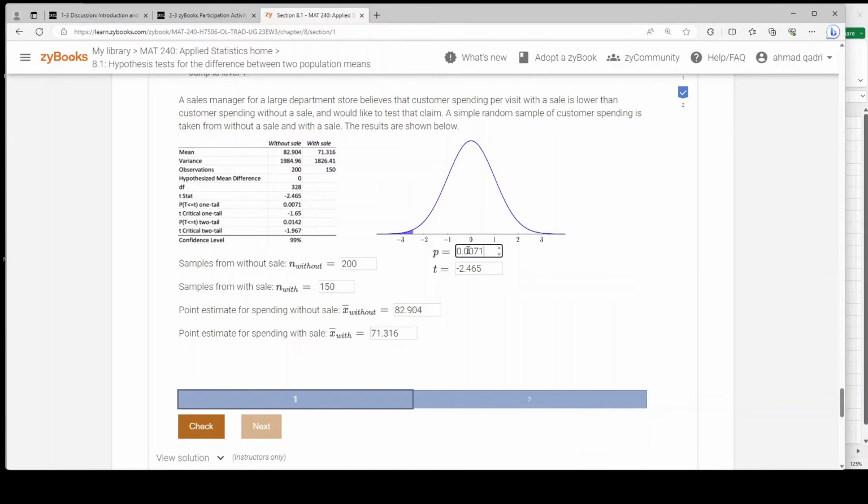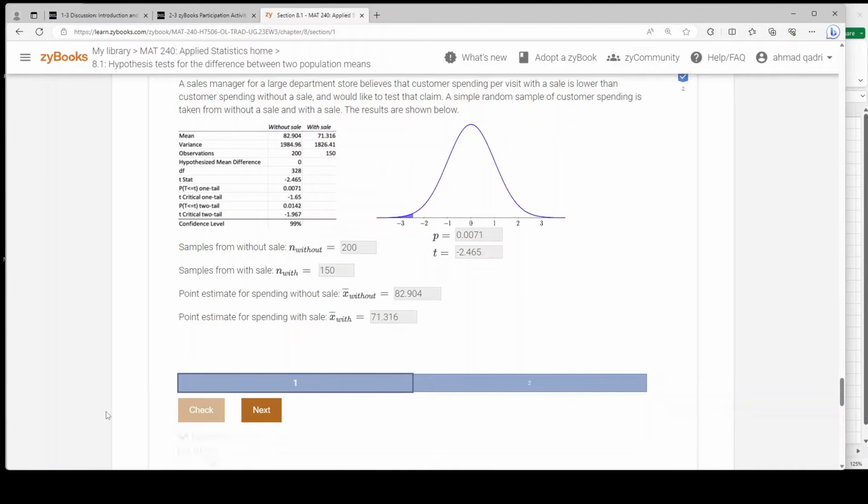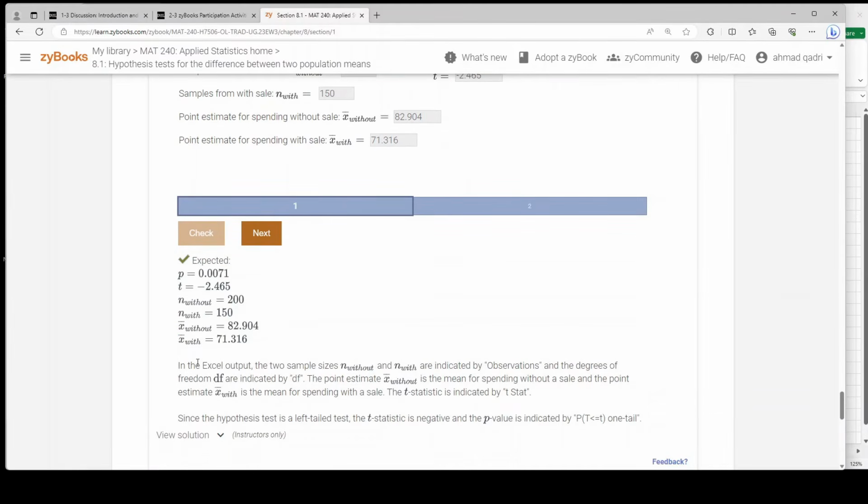One thing to note here is the p-value is much less than the alpha, which would be 1%. So it's 100% minus 99%. The confidence level would determine the level of significance, so that's 1%. And so the test is significant, right? So let's just check the answers, and those are correct.